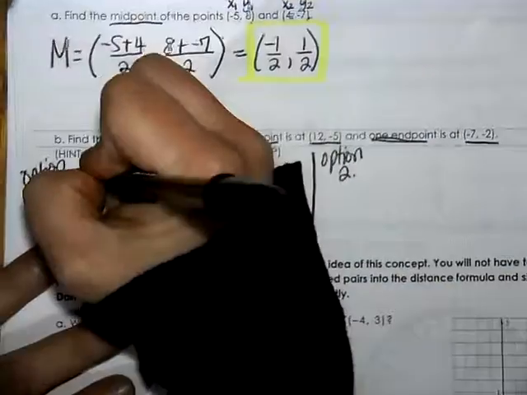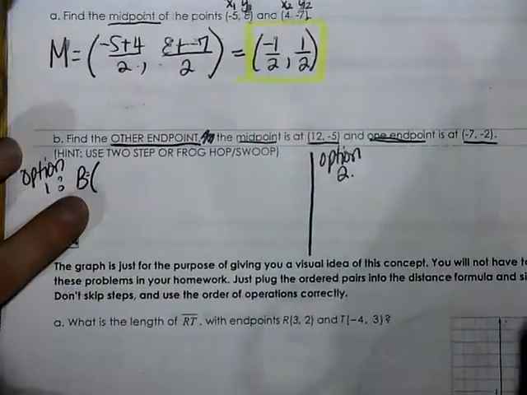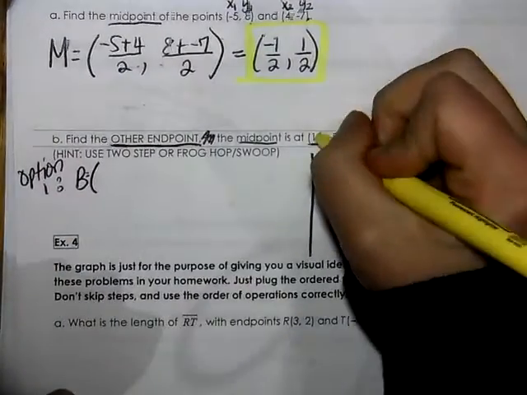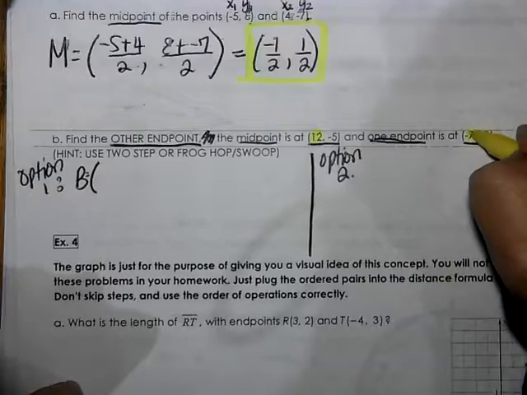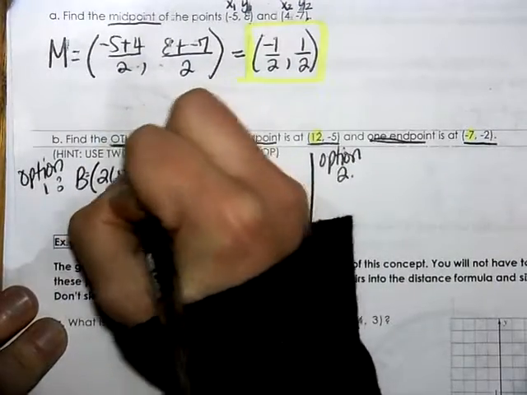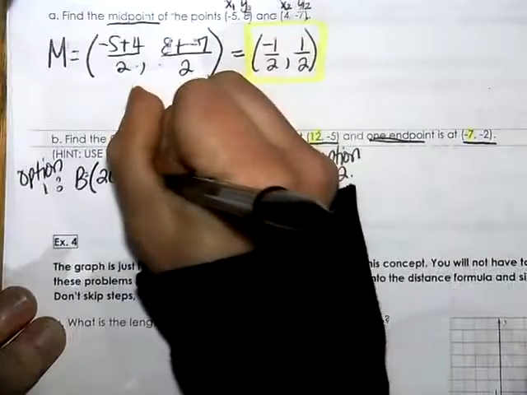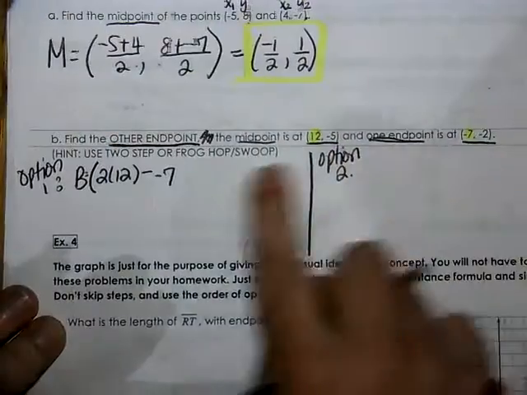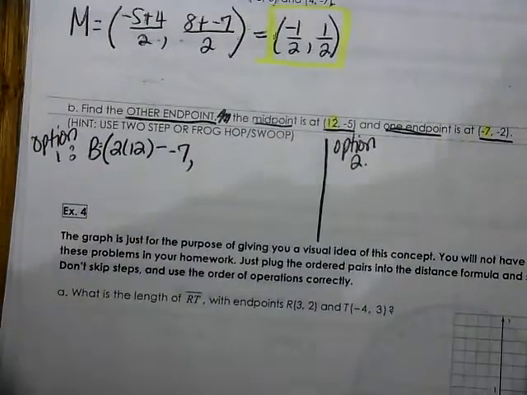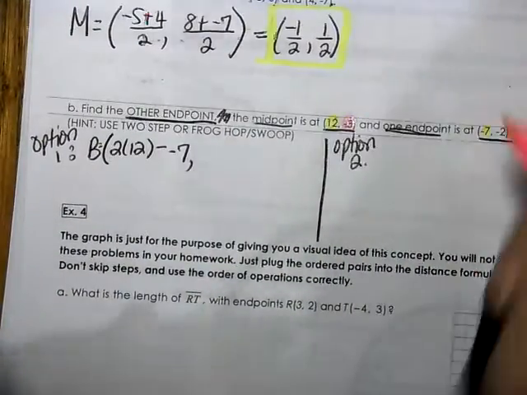So that is going to be equal to double the midpoint. So here's my midpoint, and I'm going to work with just my x values first. So this is 12 and -7. So double the midpoint, 2 times 12, minus the endpoint, which is -7. Please be careful with your signs. Comma, double the midpoint, subtract the endpoint.